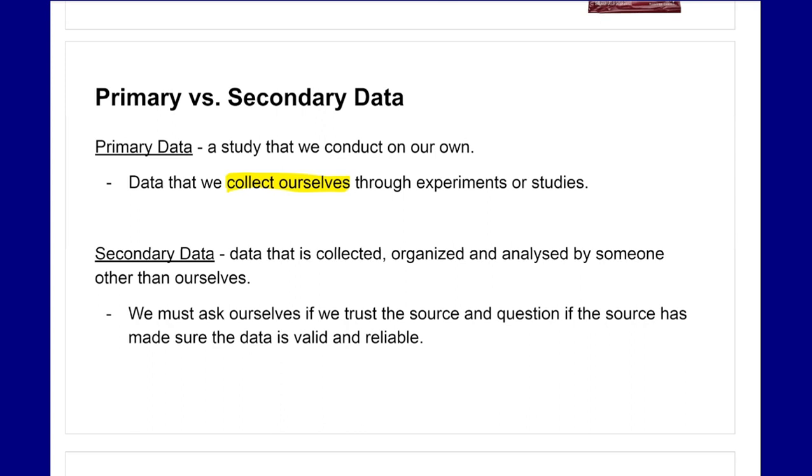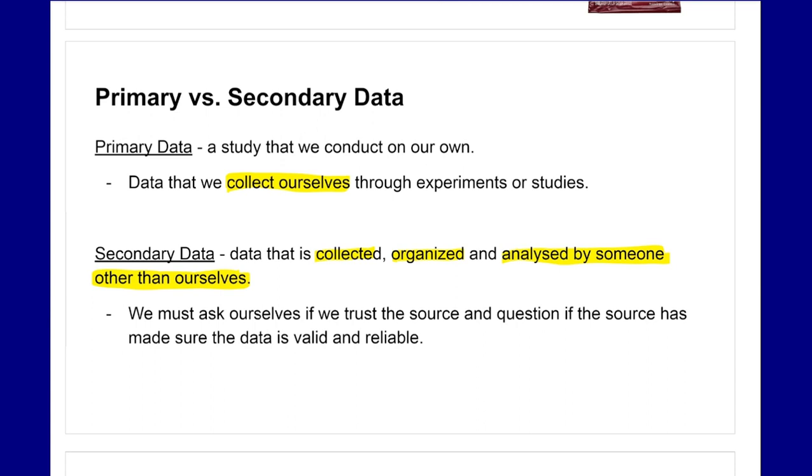The opposite is secondary data. And secondary data is collected, organized, and analyzed by someone other than ourselves. Right? So this would be someone else is collecting the data, someone else is finding the different statistics on it, or they're organizing that data in a specific way, right? So we then have to ask ourselves if we trust the source and question if the source has made sure the data is valid and reliable, right?